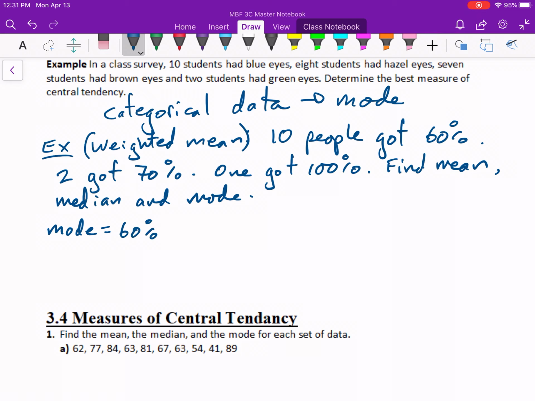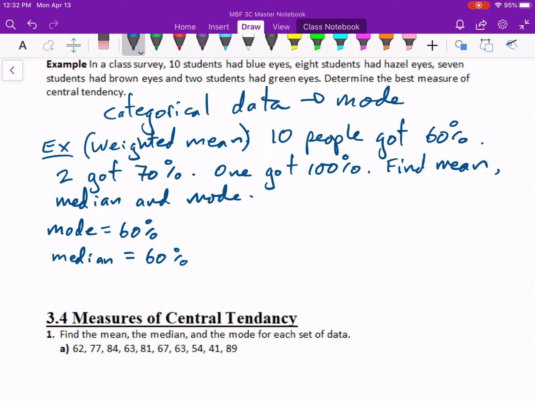There's a total of 13 people. 10 got 60, plus 2 got 70, plus 1 got 100. That adds up to 13 people. I could list them all out, but I could even just mentally think, if I was to list them out, I'd write 60 10 times, I'd write the 70 twice, I'd write the 100 one time. And out of 13 people, the middle number is going to be the 7th one. Well, I'm still in the 60s, right? So yes, I can write them all out, but I can even just mentally visualize that I would definitely still be writing 60s by the time I got halfway through that list. So I know the median is 60%.